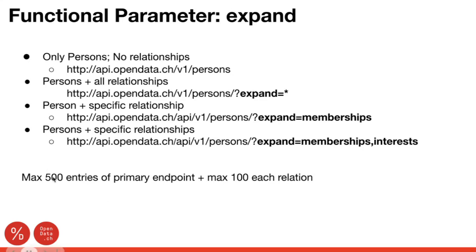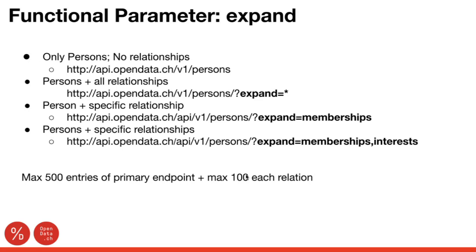At the moment, as said, it's configured that you get 500 per page of these main entities and a max of 100 for each relation. We had issues, for example, when you use votings. Some parliamentarians have voted, I don't know, thousands of times. So if you would request several persons with this kind of amount of relations, we found out it's possible, but it takes quite a long time. So we have reduced that.